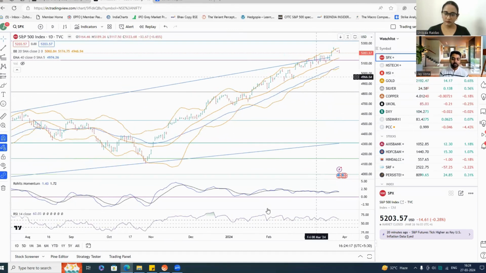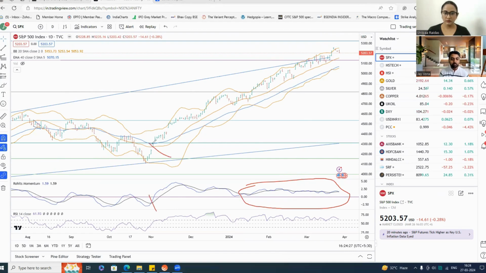But yes, it is long overdue for the cycle to get complete, because you can see that it gave a bullish crossover somewhere over here, and since then it has been rising higher without completing the cycle. So I think somewhere down the line, this up move has to end.